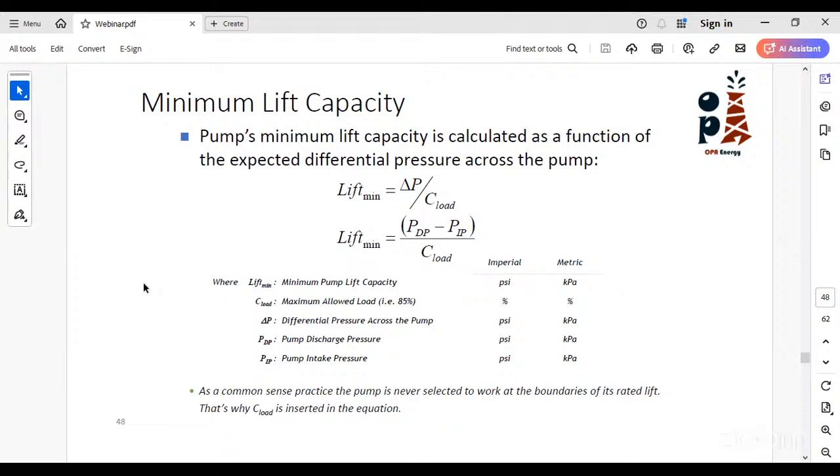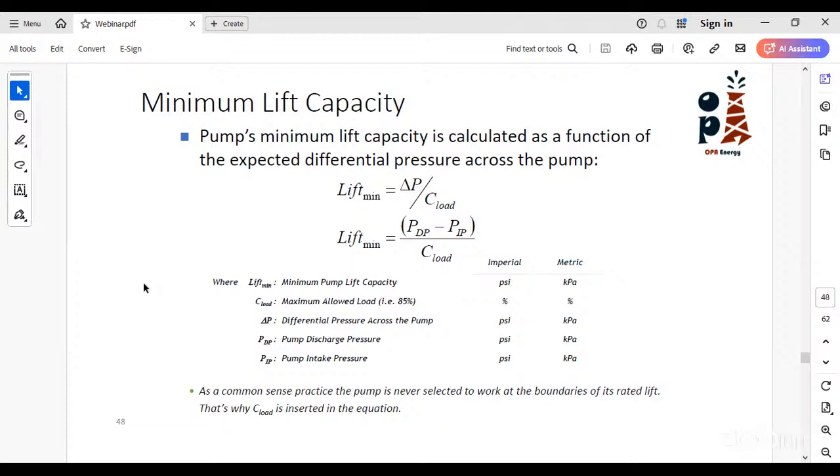After you have got the discharge pressure and the intake pressure, you can subtract one from the other to take the delta P. And of course, to design your PCP, you cannot depend on this delta P alone. We have to take into account something called the load factor, or maximum allowable load, which is 85% by default, to take into consideration something that may happen during your operation.